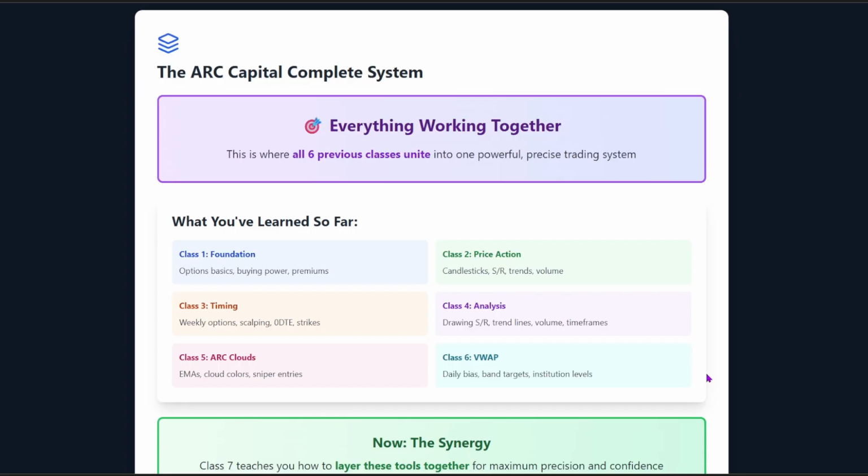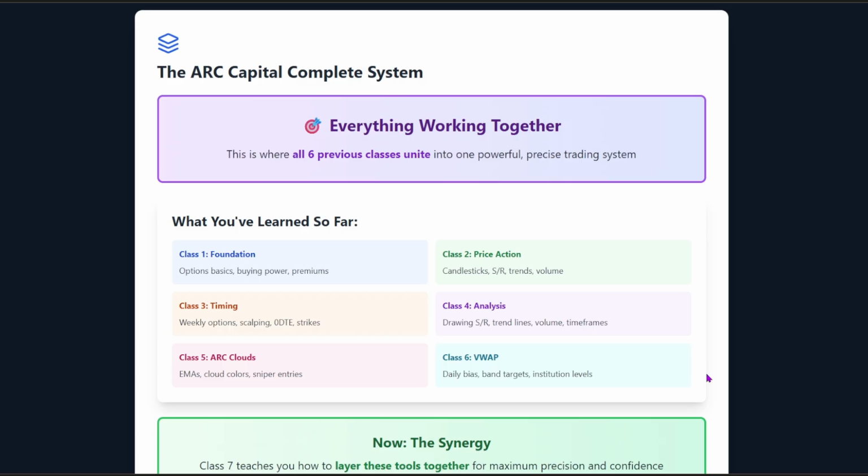ARK Capital Complete System. Everything working together. This is where all the 6 previous classes unite into one powerful, precise trading system. What have you learned so far? Class 1, you have your foundation, the option basics, buying power, premiums, everything we went over previously, guys, right? Class 2, we went over price action, what candlesticks are, where the beginning of the candlestick is, where the end is, basic support and resistance levels. We went over trends and volume. Remember, guys, always use volume as a confirmation for your trades.